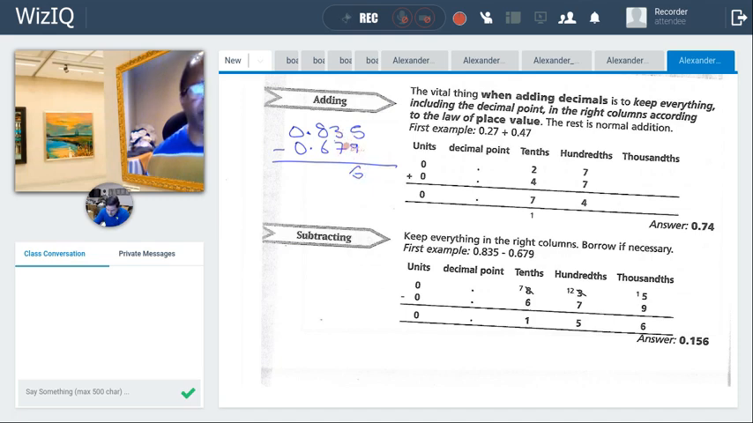2 take away 7 doesn't work. So you're going to borrow 1 from 8. And that 1 becomes 10, which becomes 12. And 12 take away 7 is 5. You are remaining with 7 here. 7 take away 6 is 1. And then you have 0, 0. So the answer is going to be 0.156.